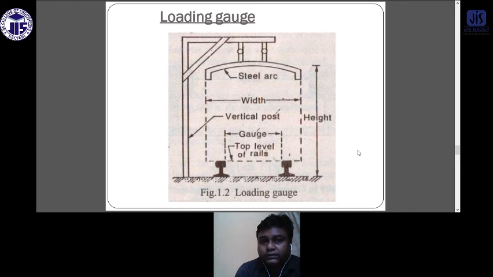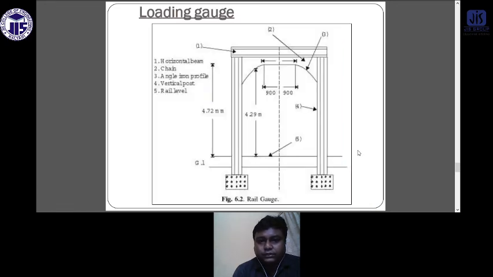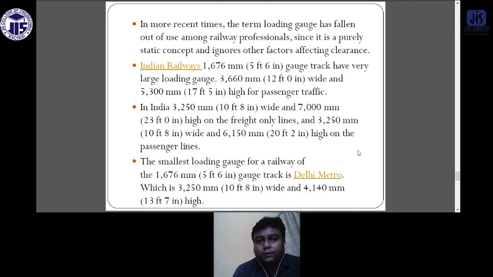So this is the loading gauge. You can see the loading gauge. There is some steel arc over the rails. The width, the vertical post, the gauges, the top level of the rails, all the components of the loading gauge are displayed in this diagram. Basically these things are installed at some container yards where we put containers in the train. We need to install this type of loading gauge. You can find the horizontal beam, the chain, the angle iron profile, the vertical post, and the rail level. So these are the five components of the loading gauge.